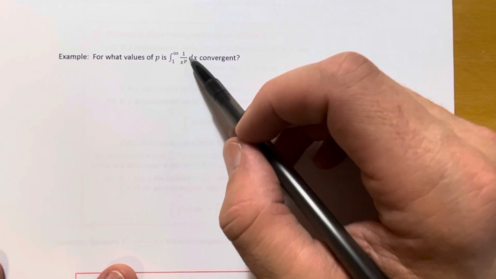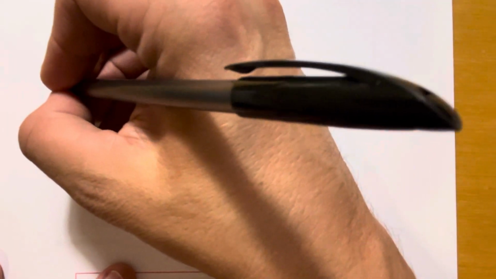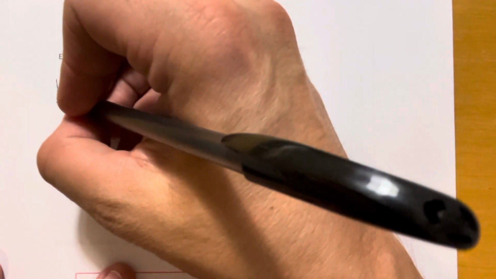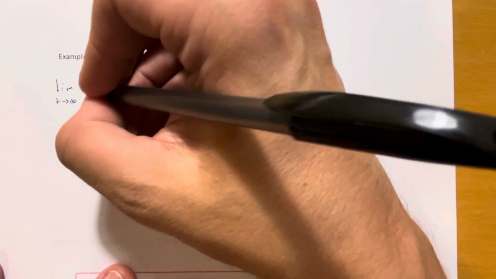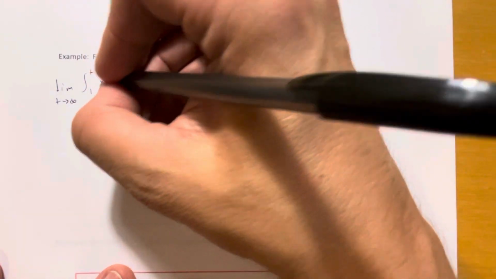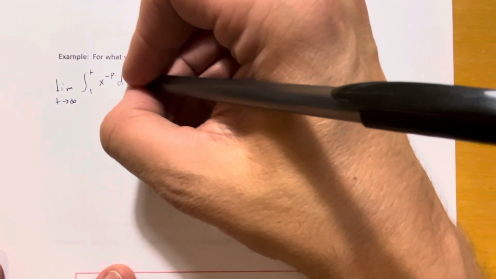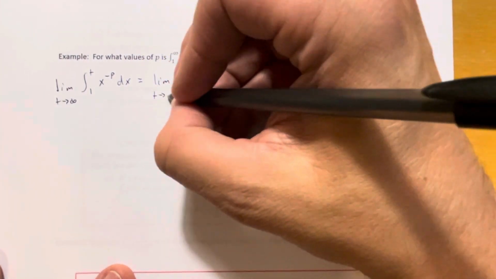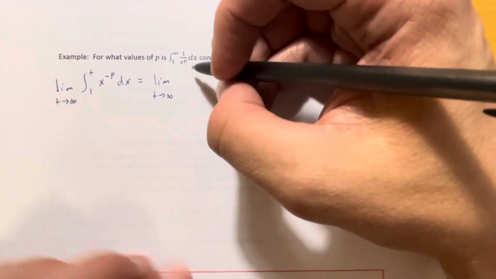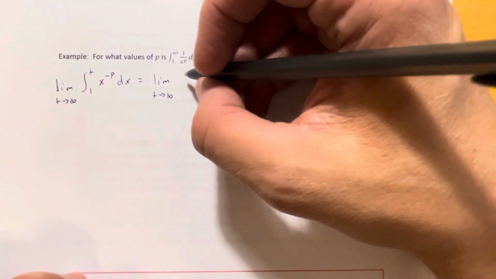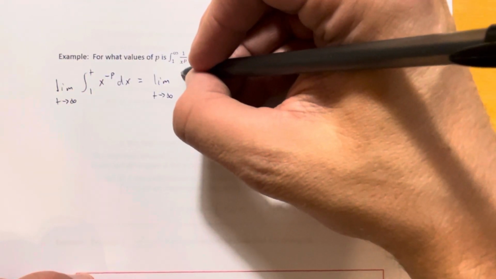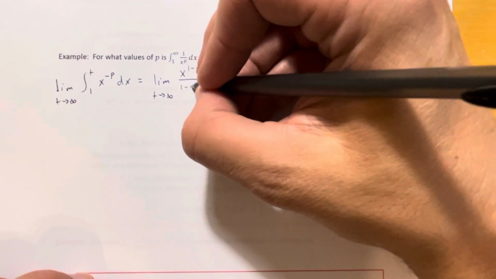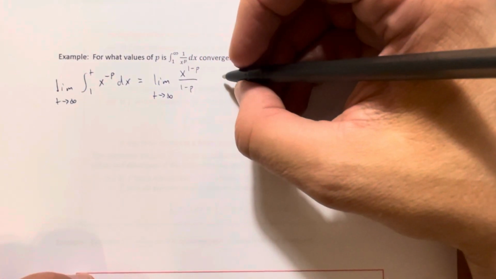Okay, so what I'm going to do to figure this out, remember p is a constant and x is my variable. I'm going to rewrite this in this form. The limit as t approaches infinity of the integral from 1 to t of x to the negative p dx. This is the same as the limit as t approaches infinity of, I add 1 to my exponent and then I divide by whatever that new exponent is. So that becomes x to the 1 minus p over 1 minus p.